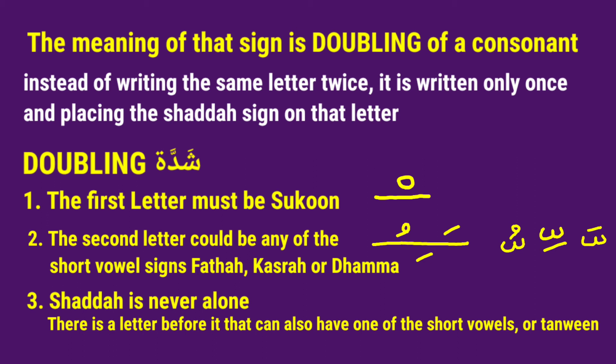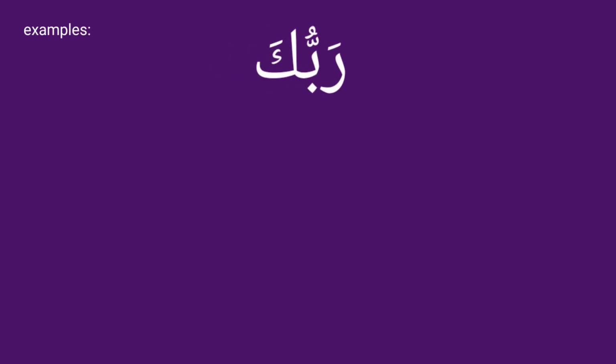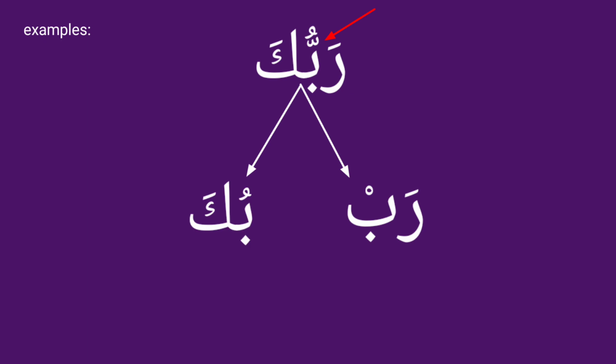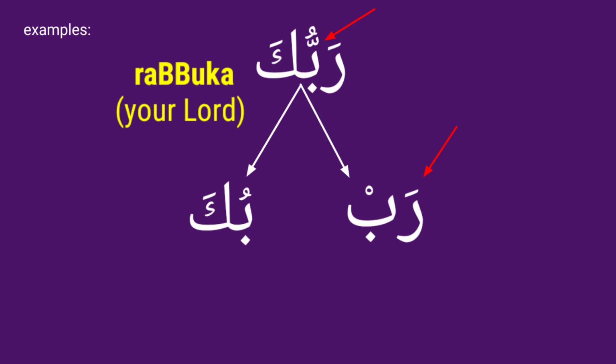Now let's have a look at the example below. We have a word Rabbuka with Shaddah sign on the letter Ba. The first Ba will be sukun and the second Ba will be Dhamma. The letter before Shaddah sign is Ra that has Fathah. So when we read this word, we have to emphasize on Ba, like Rabbuka, Rabbuka.